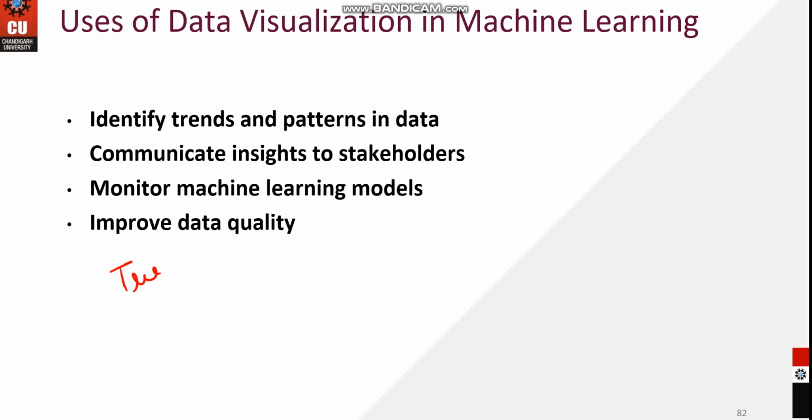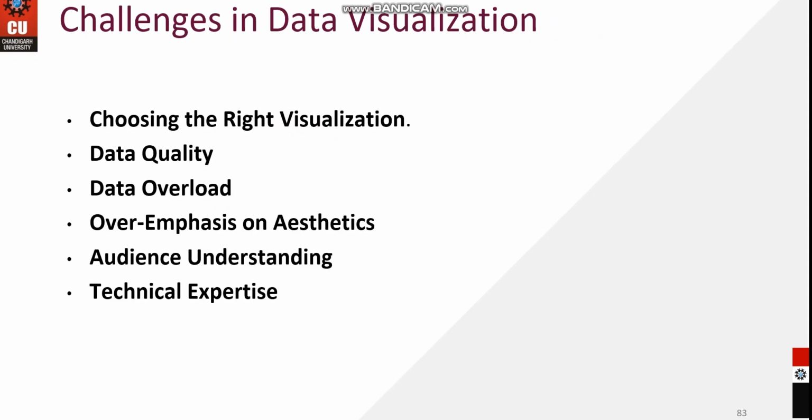So now let's discuss various uses of data visualization. The first one is to identify trends and patterns in the data. It may be challenging to spot the trends and patterns in data using conventional approaches, but data visualization is very useful in this case. It is also used to communicate insight to the stakeholders in a format that is easily understandable and can support the decision making process. It is also useful to monitor the machine learning models in real time. The data quality is also improved when the data is represented visually.